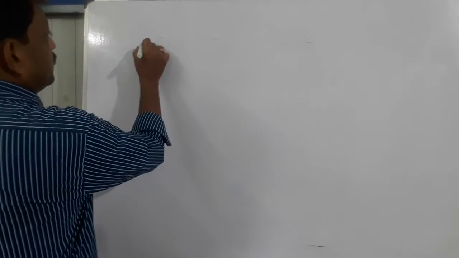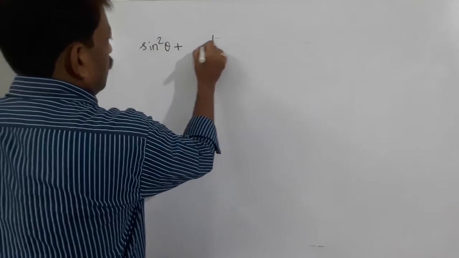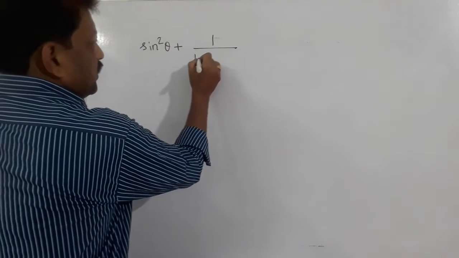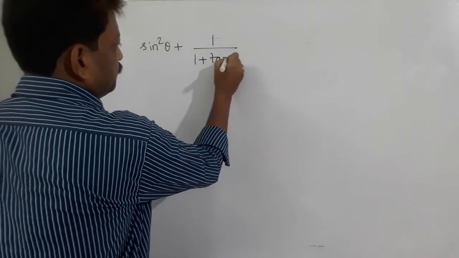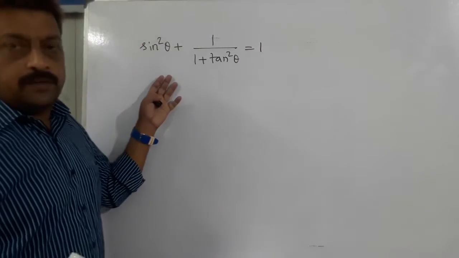Here what we have to prove is sine square theta plus 1 upon 1 plus tan square theta equals 1. We have to prove this identity.